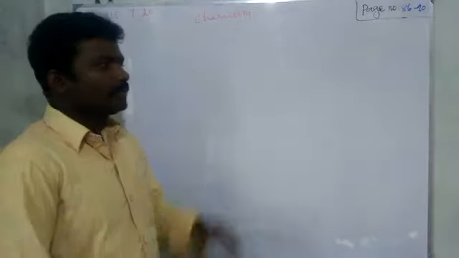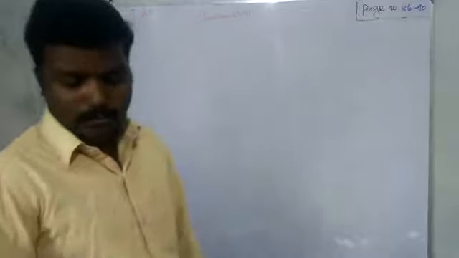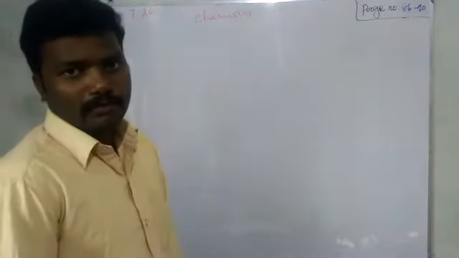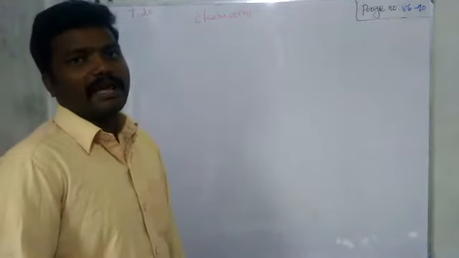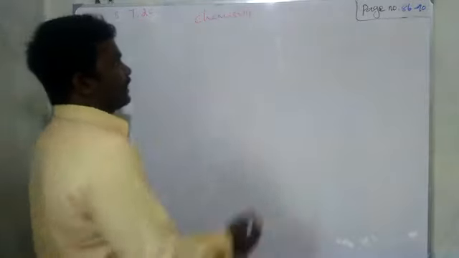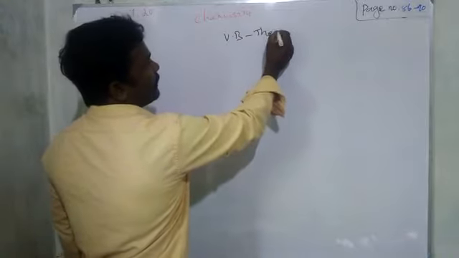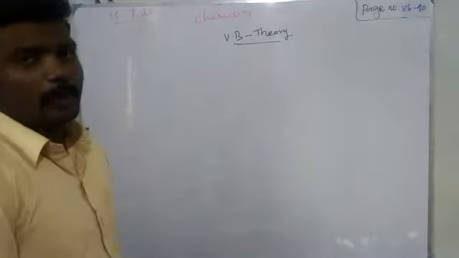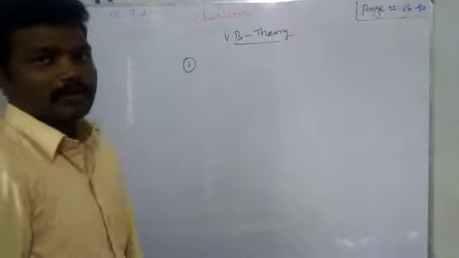Today we are going to see the salient features of valence bond theory. So what is valence bond theory? Based on the valence electron, the bond formation is explained. That's why we are calling it valence bond theory. So what are the salient features of valence bond theory? Simply we can say VB theory, valence bond theory. Okay, so the four features of valence bond theory.